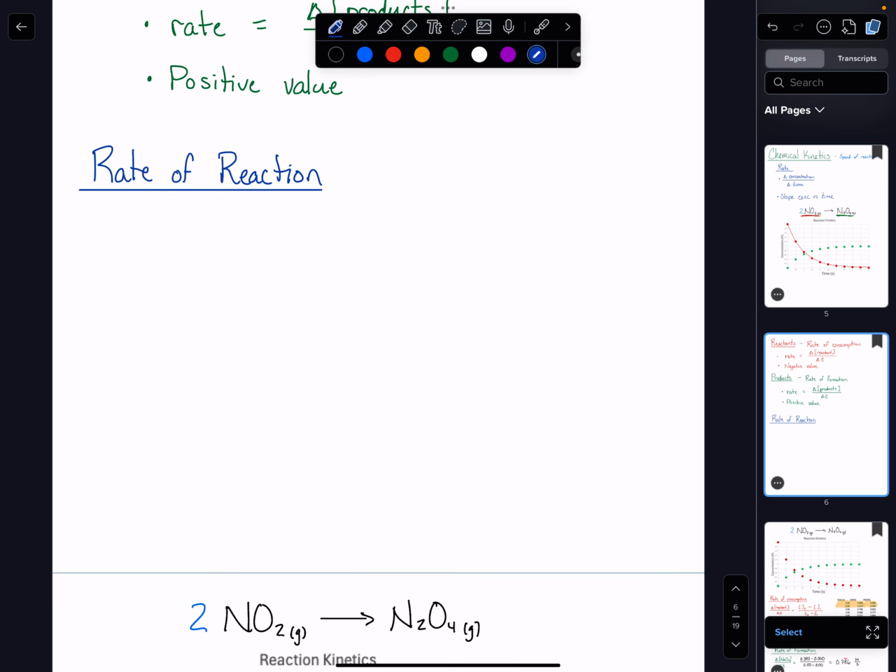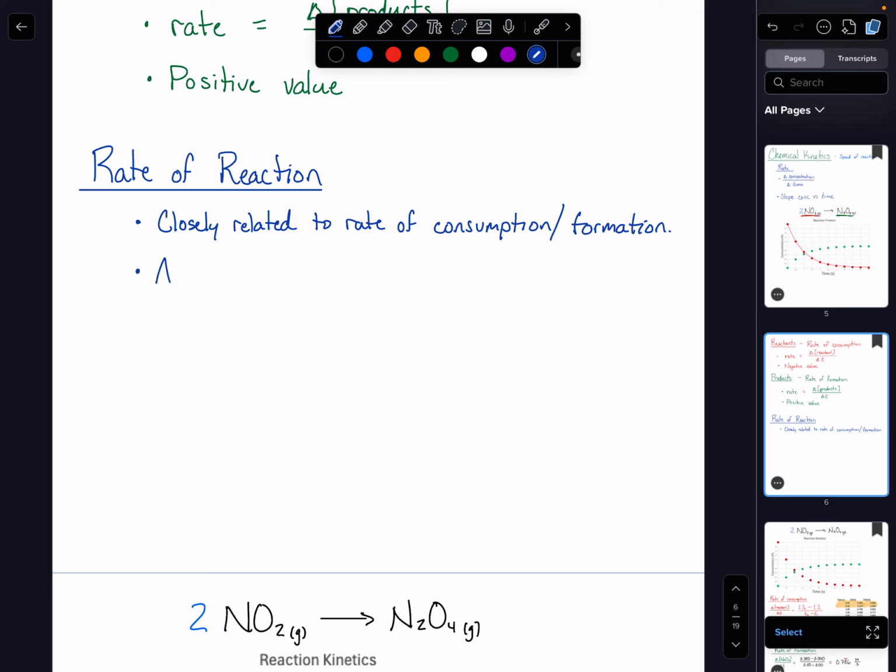All right, for each reaction that we study, we want to give it a value that corresponds to how fast or slow that reaction is going. So this is going to be closely related to those two rates that we talked about before, consumption and formation. All right, with two important caveats here. When we're talking about the rate of a reaction, we always report those rates as positive values.